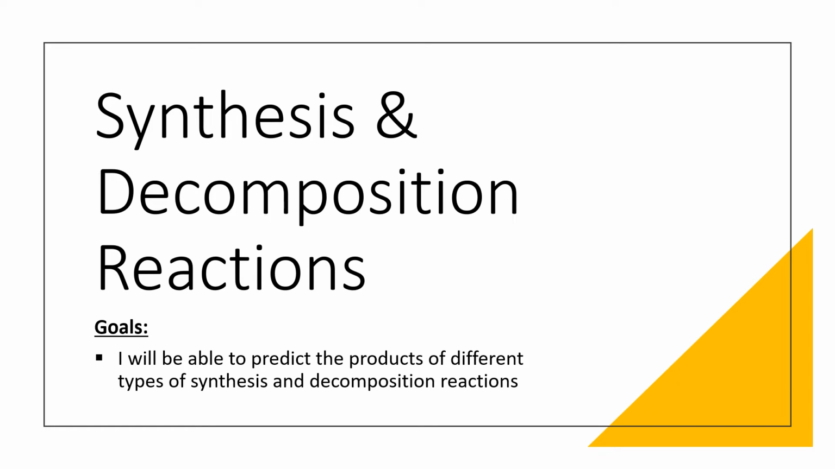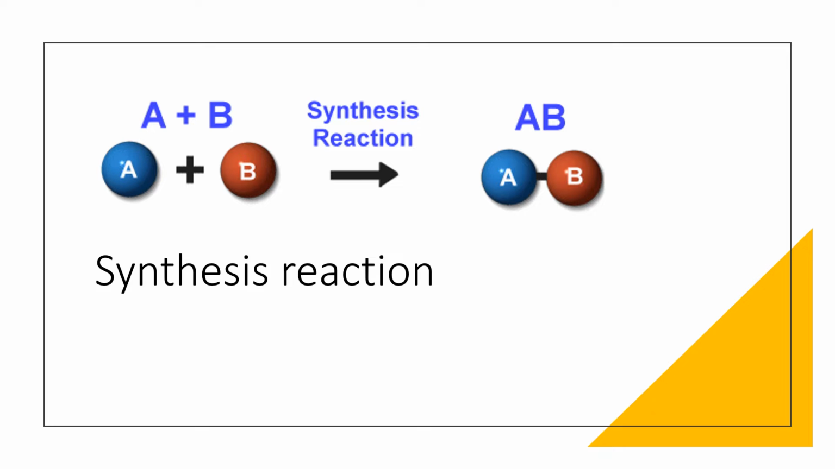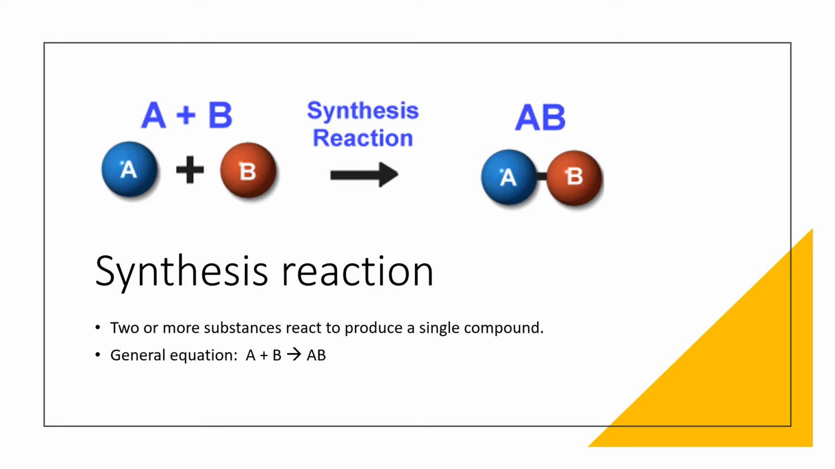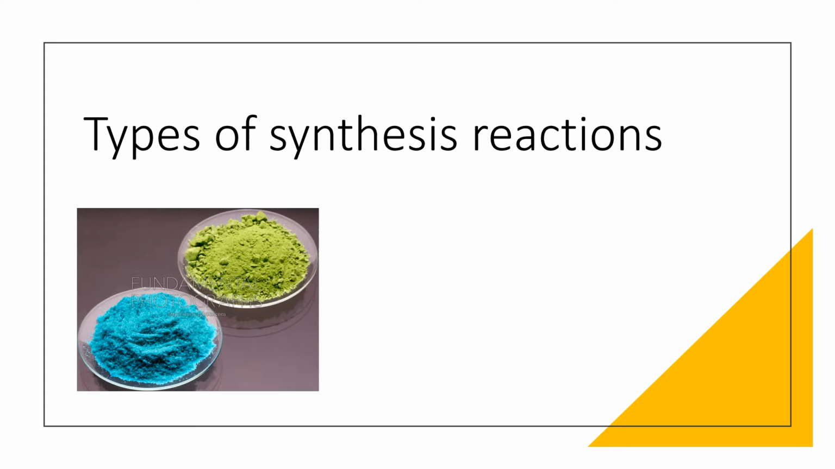So this video is going to be about synthesis and decomposition reactions. In a synthesis reaction, two or more substances react to produce a single compound, and it can usually be represented by a general form: A plus B to AB. So let's go over some types of synthesis reactions.